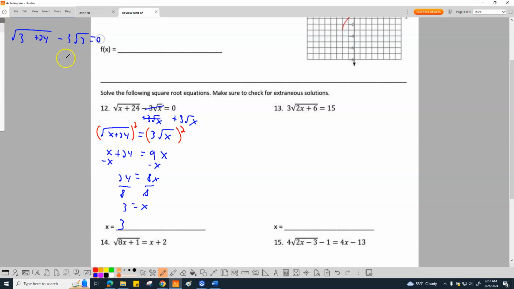Well, we got to use some of our rules to break this down. 3 plus 24 is 27. Minus 3 square root of 3. You could probably use Desmos to type this in exactly, and if this comes out to 0, then you're right. However, I'm going to recall old information. We want to take the square root of 27, so I'm going to break it apart like I did before. Remember the square root of 9 times 3?